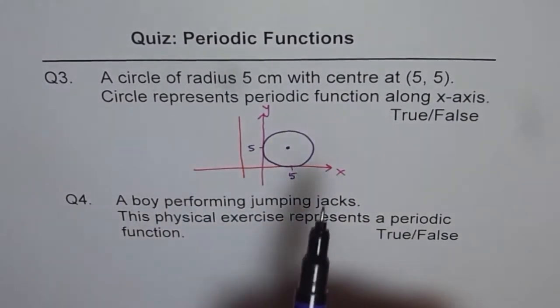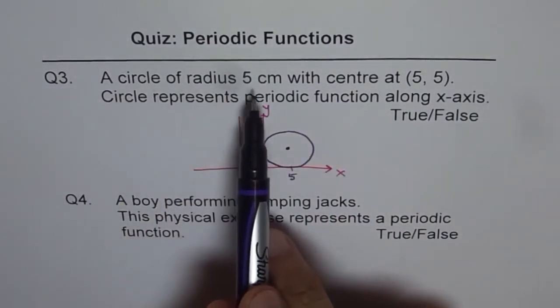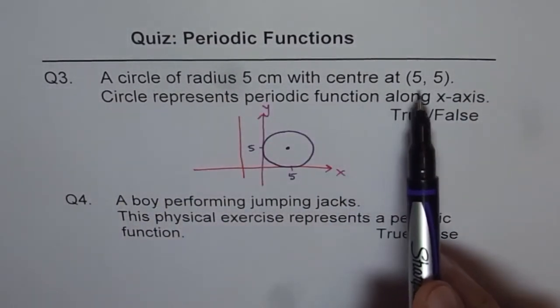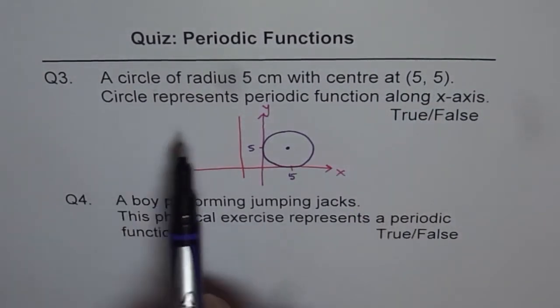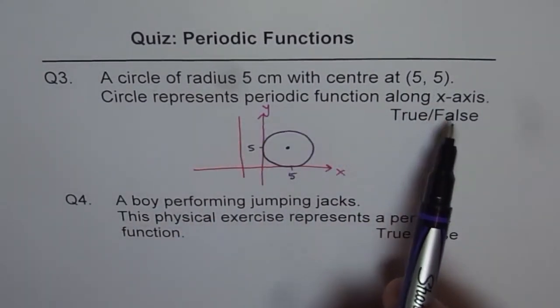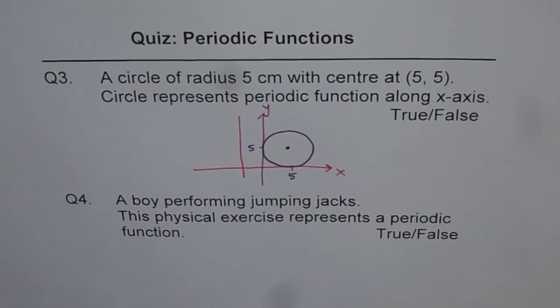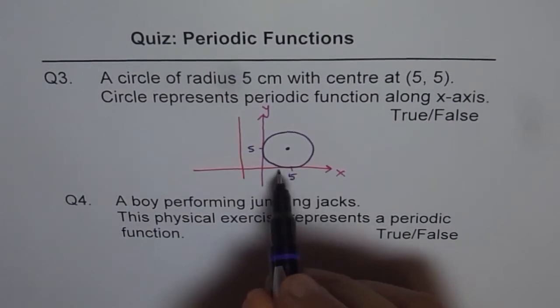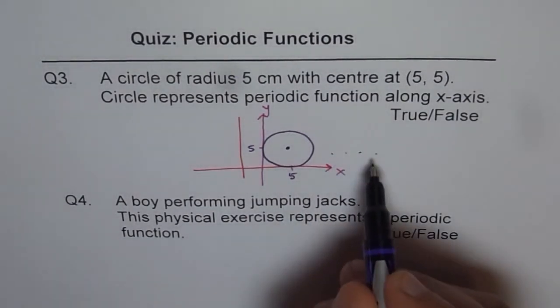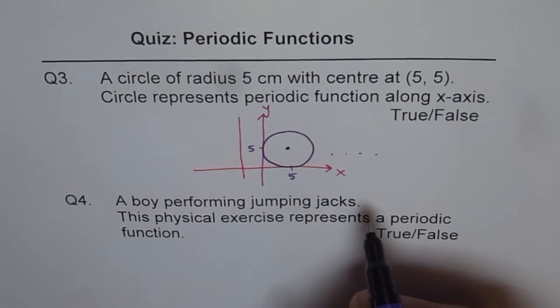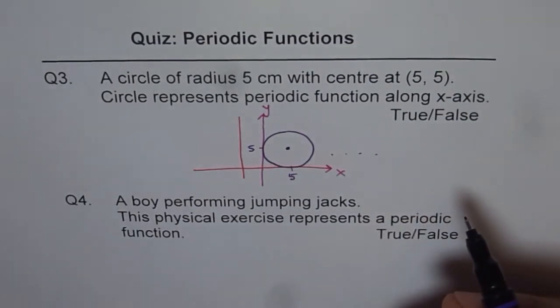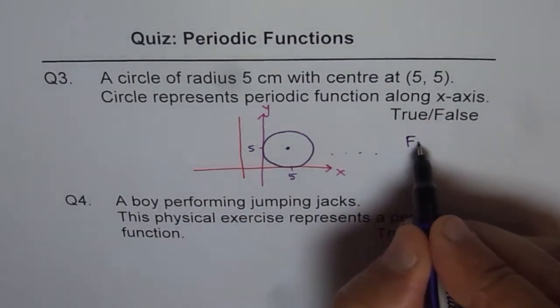Now let's read the question. A circle of radius 5 cm with center at 5, 5. Circle represents periodic function along x-axis, true or false. Well, the circle normally gives you a look or feel of a periodic function. But what is repeating here? Nothing, right? There's just one circle. So along x as we move, there is nothing afterwards. There are no more circles, right? And therefore, there is no periodic function here. So it is a false statement.